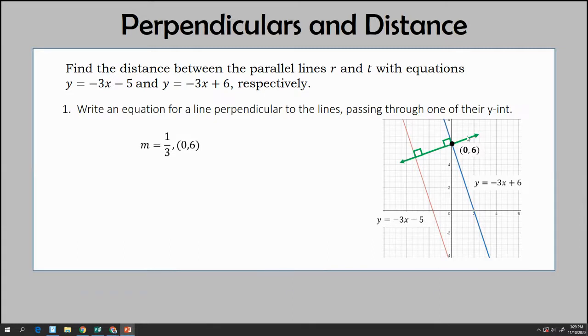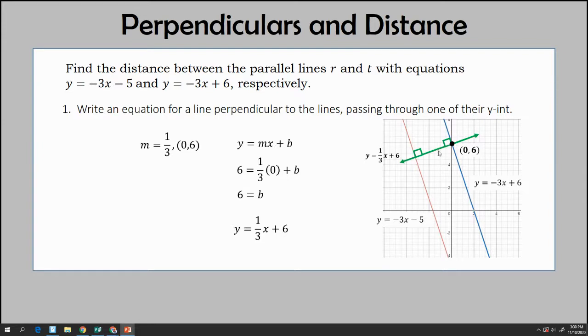My new equation, for this green line, is going to have the opposite reciprocal slope because it's perpendicular to these two. So its slope is 1/3. And we're going to pass through the point (0, 6). That gives us a common point. Now I can go through the process, but really what happened is I just told you the y-intercept for the green line too, and I solved it and got the y-intercept to be 6. So our new green line equation here is y equals 1/3 x plus 6.